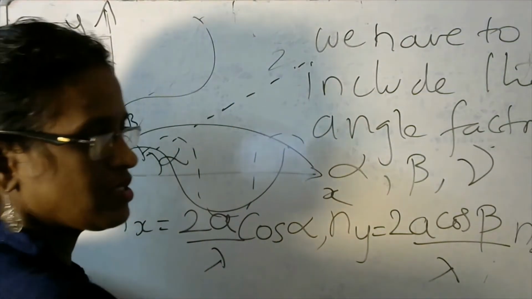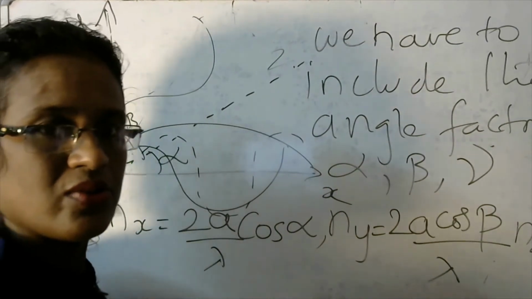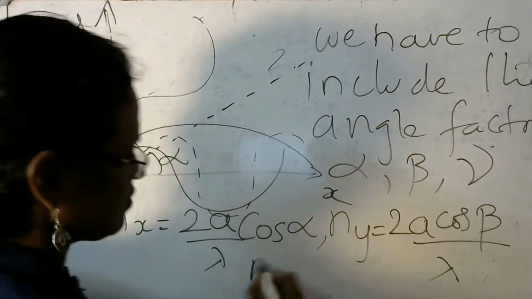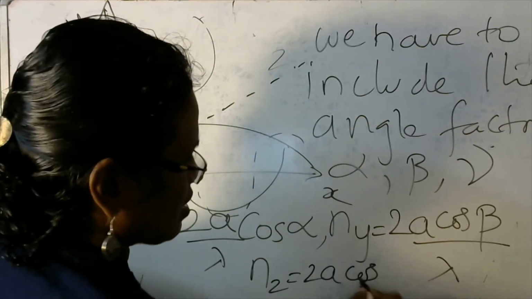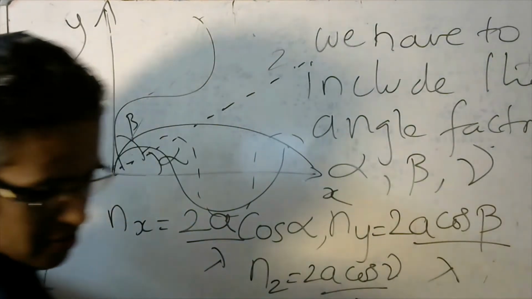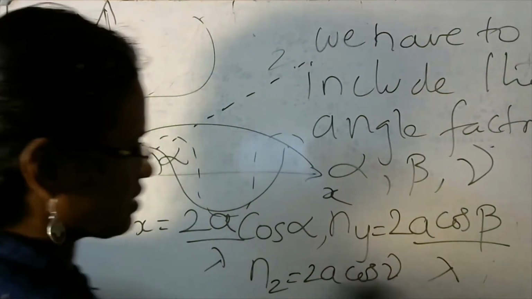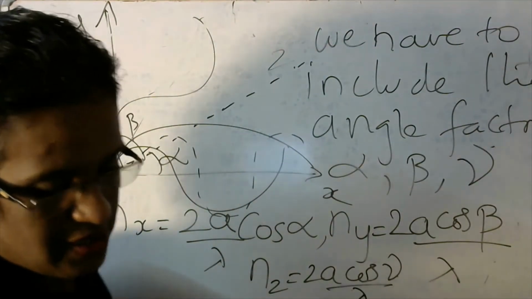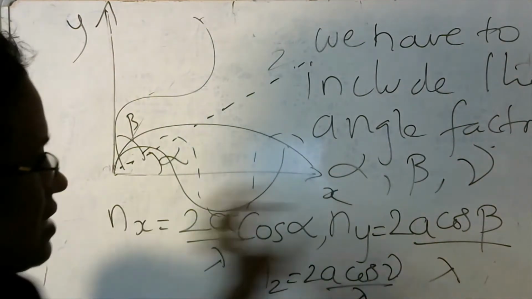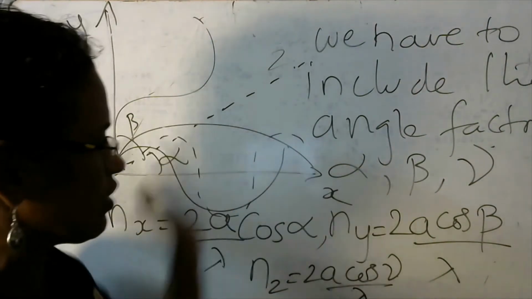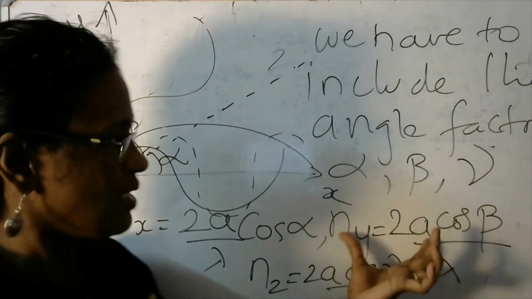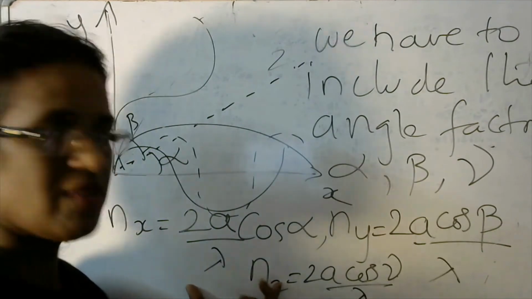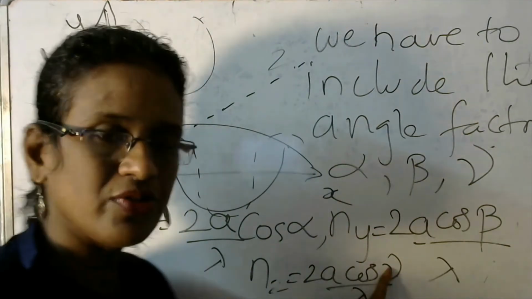Are you able to see it? Otherwise I will write it over here. nz will be 2a cos gamma by lambda. Okay, so putting all these things into the equation, I have nx, ny and nz: the number of waves traveling along the x direction with a particular angle alpha, the number of waves traveling along the y direction with a particular angle of beta, and the number of waves traveling along the z direction with a particular angle of gamma.